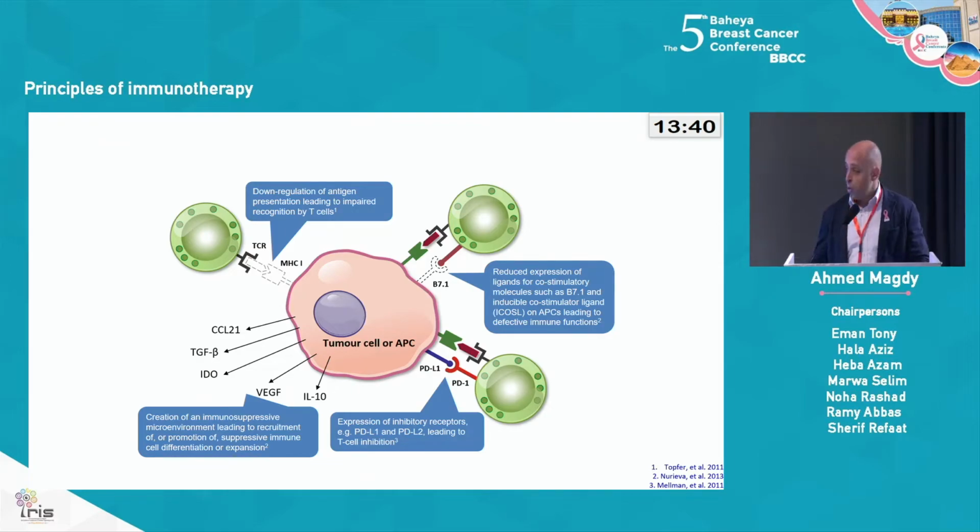cell. Also, cancer needs to feed, right? We all know that cancer needs blood supply. So they overexpress the vascular endothelial growth factor and interleukin-10, leading to neovascularization, and this is how cancer grows and metastasizes.